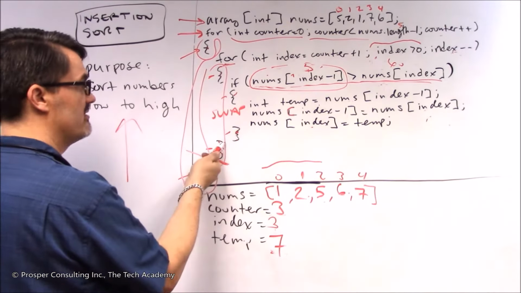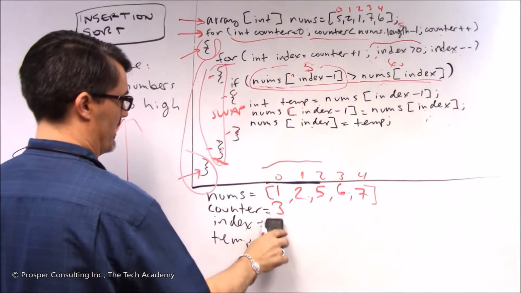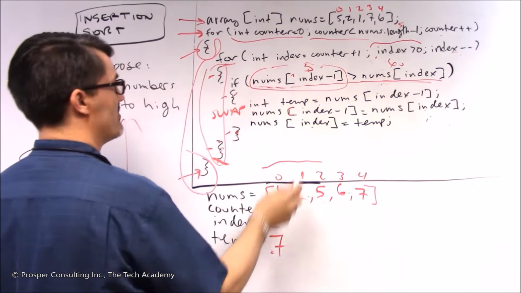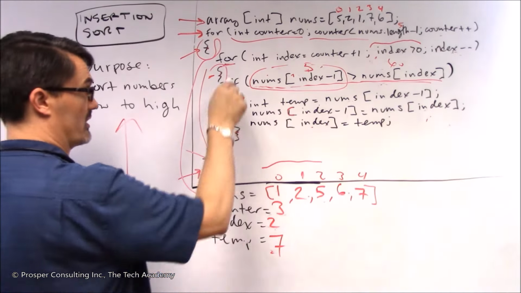But we reach the end, and we have to decrement the index. Index now becomes 3 minus 1 is 2. And then we check the conditional. Is 2 greater than 0? It certainly is, so we're going to do this.